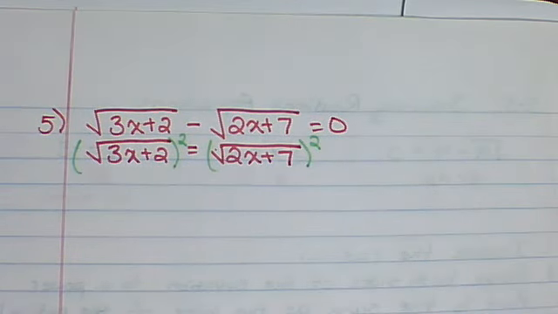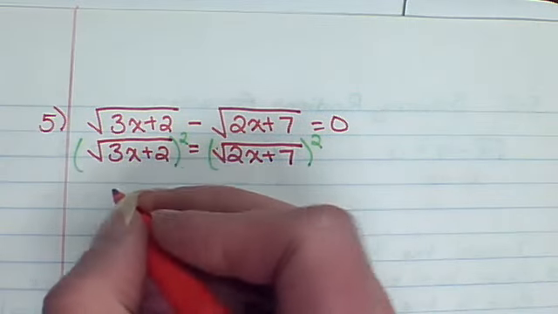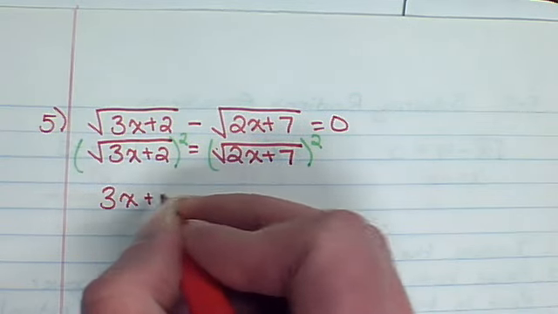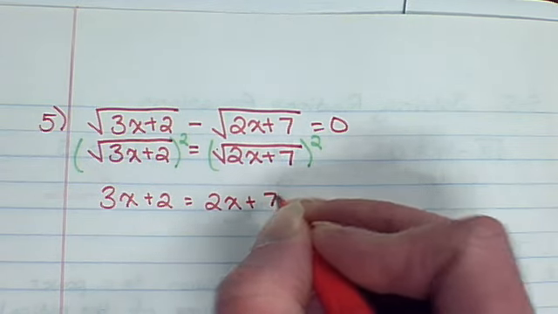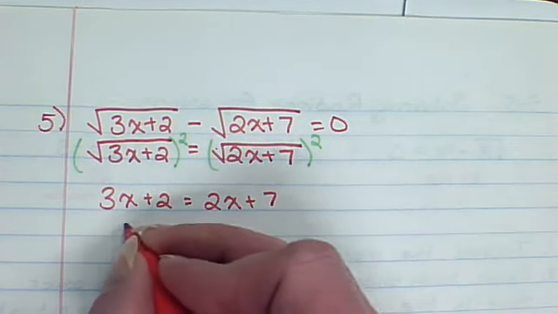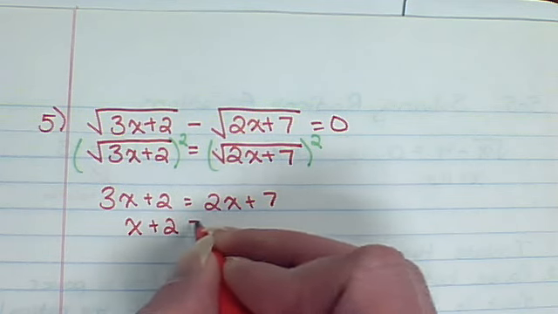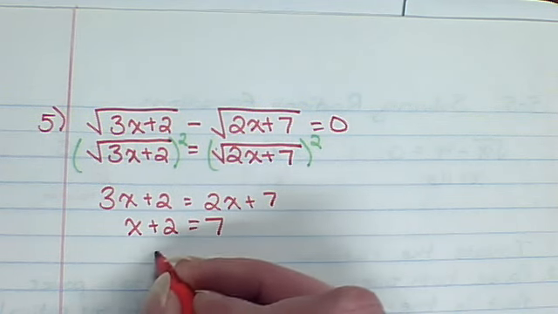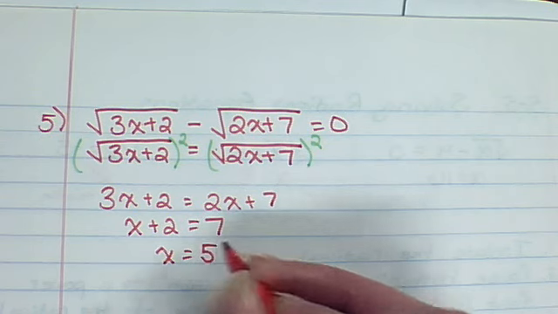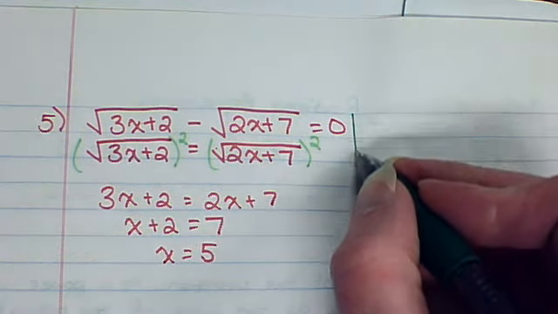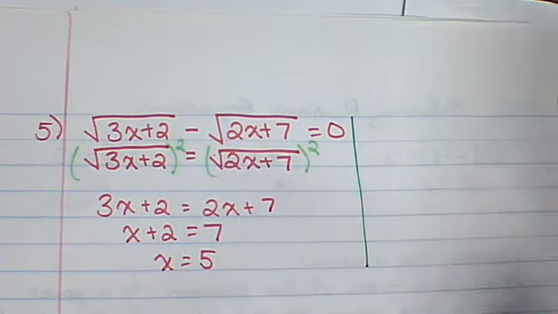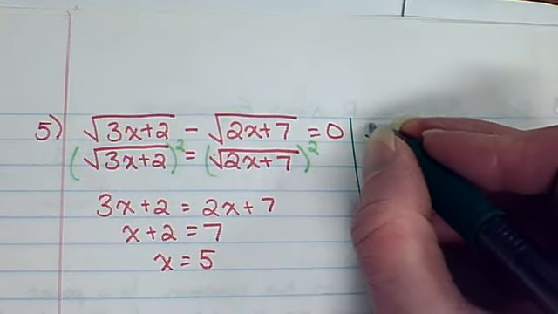Ooh, this might work out nice. When you square a square root, you just get your radicand back. Subtract 2x, get x plus 2 equals 7, so x equals 5. Can I move on to the next one, or is there something I'm forgetting to do? There's something I'm forgetting to do. I must go back to the original.